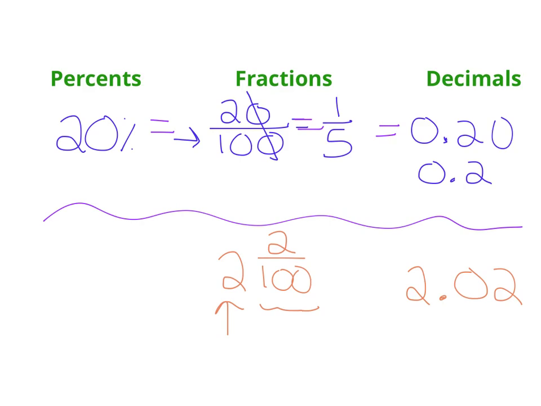Anytime you have a mixed number, we're looking at over 100%. So this is actually 202%. Let's go back and simplify this fraction: 2 and 1/50. These are all equivalent numbers. 202% is the same number as 2 and 2/100, same as 2 and 1/50, which is the same as 2.02. Now, before we move on, let's talk about decimals and percents real quick. So, 20%.